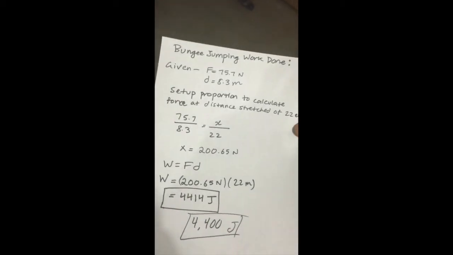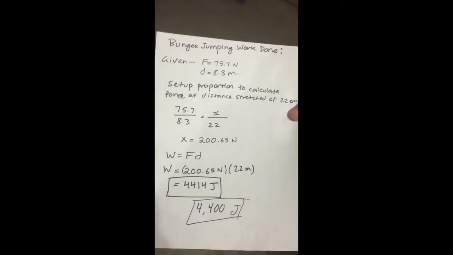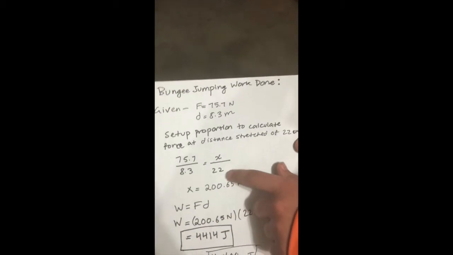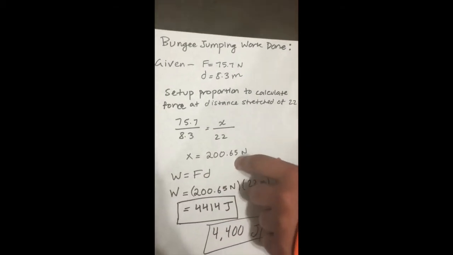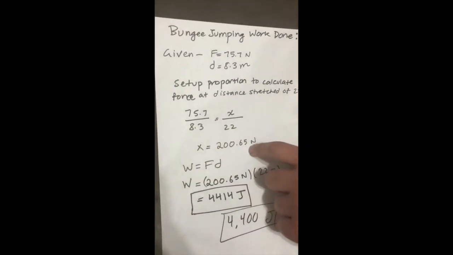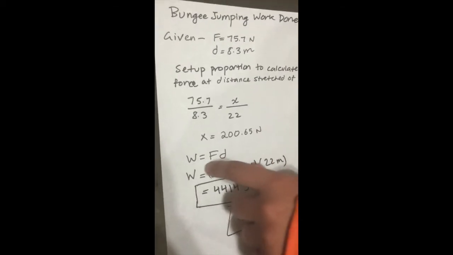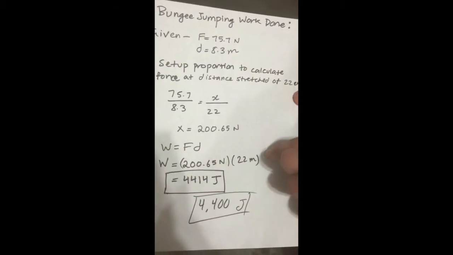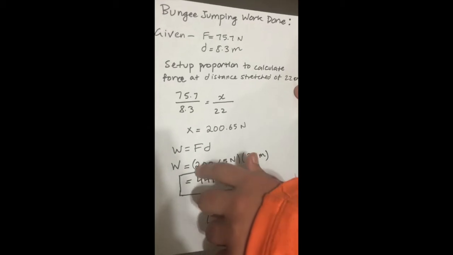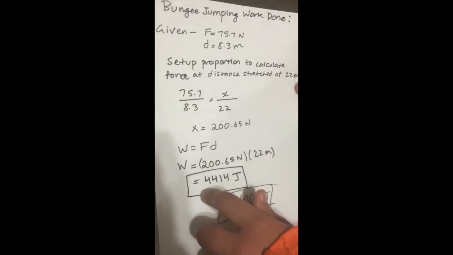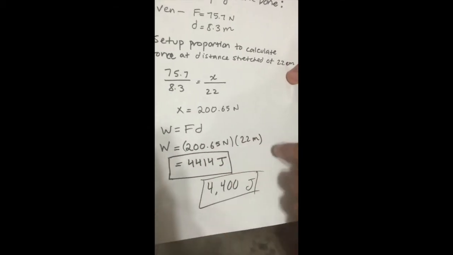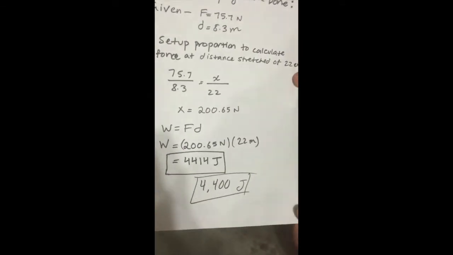We are going to solve a proportion to use our previous distance of 22 meters like this, giving us a Newton force of 200.65 newtons. We will apply this to our work equation, given our already distance of 22 meters and our new force, to get 4414 joules, converted into a correct sig fig of 4,400 joules.